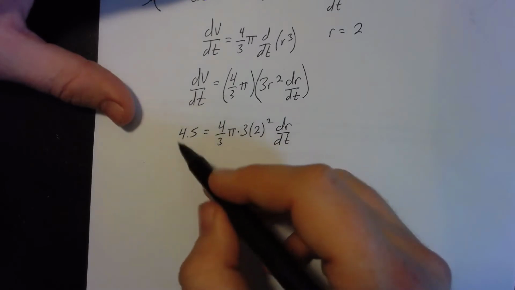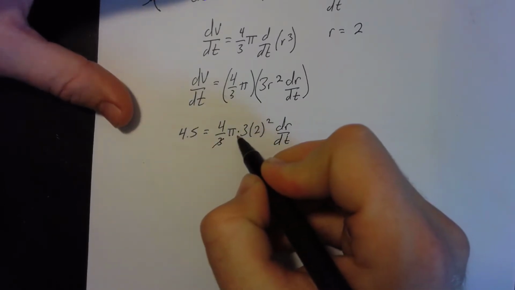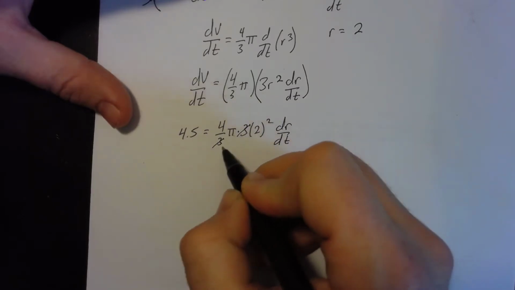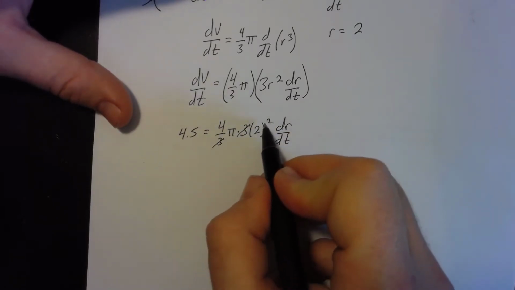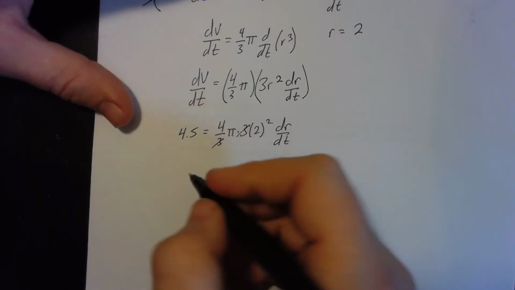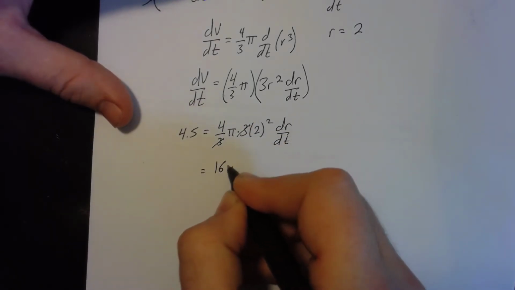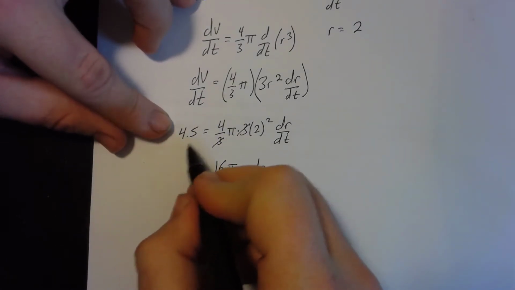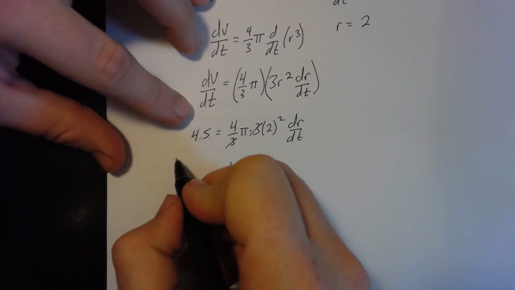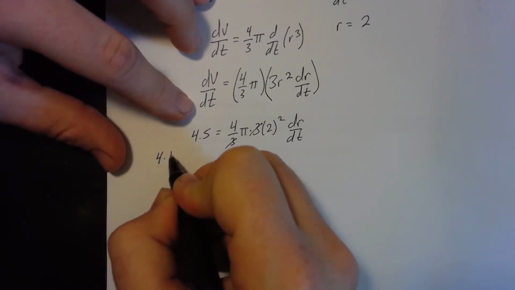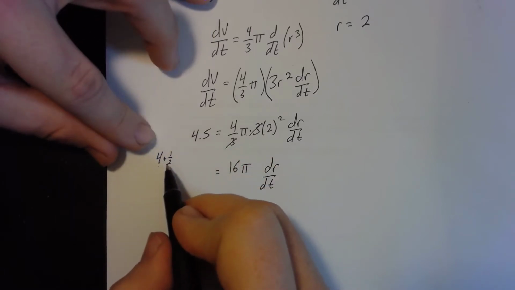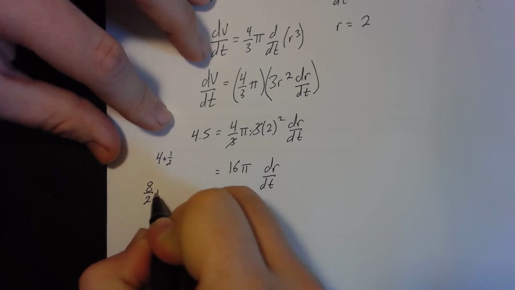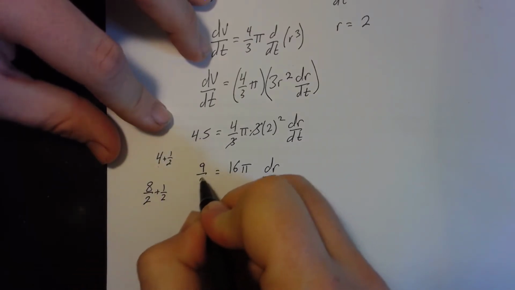So let's clean up these values. This 3 and this 3 are multiplied together, so I can cancel them out. Again, it's 4/3 times pi times 3 times 2 squared. So 3 on top, 3 on bottom, cancel out. That gives me 2 squared times 4, which is 4 times 4, or 16. So I'm going to have 16 pi dr dt equals 4.5. Instead of 4.5, I'm going to write it as 4 plus 1/2, and then as a fraction with a common denominator: 8/2 plus 1/2, which gives me 9/2.